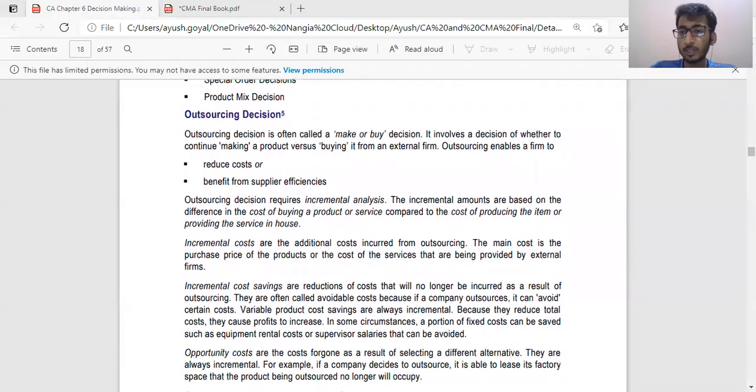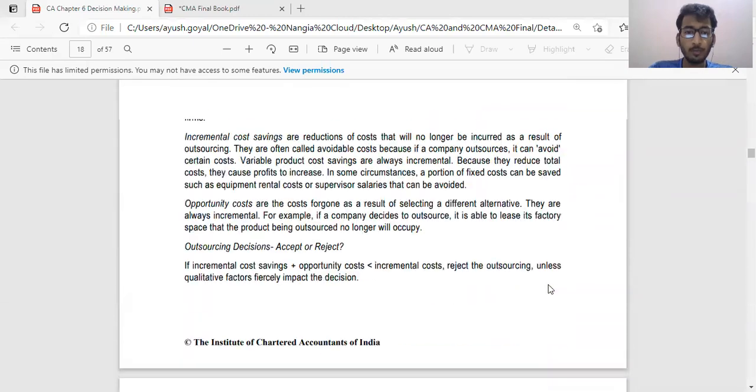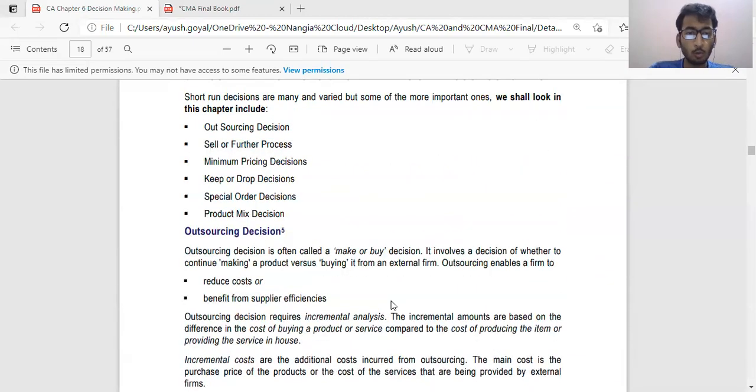If I say more specifically, what basically pushes you to go for outsourcing, and what basically pushes you to make the product. Okay, so we have discussed all the things. So now let's come to questions. Let's discuss the things by questions. So let's take first one question from CA final study material. As I told you, we'll do questions from CA as well as CMA final study material both. So this is the outsourcing decision.